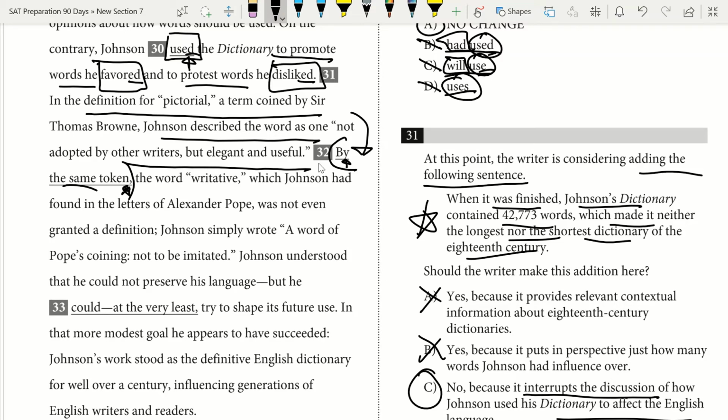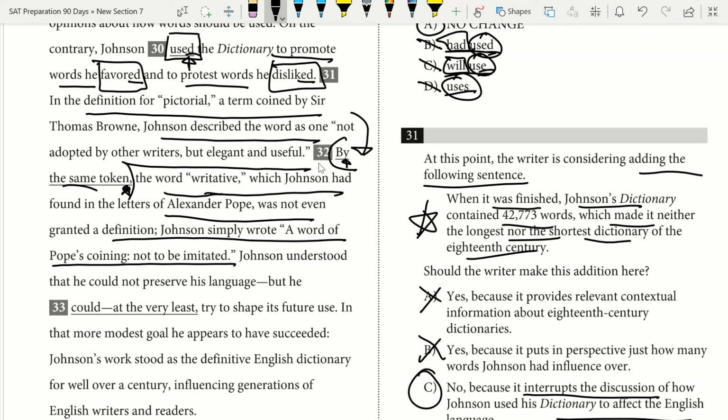and then I decide how I want to connect that. So if it's something that contrasts, I'd look for something like in contrast. If it's something that is in addition to, I would look for something that says additionally. Okay, so anything like that. So I'm going to read this next sentence here. I have the word rhetative, which Johnson had found in the letters of Alexander Pope, was not even granted a definition. Johnson simply wrote, a word of Pope's coming not to be imitated.